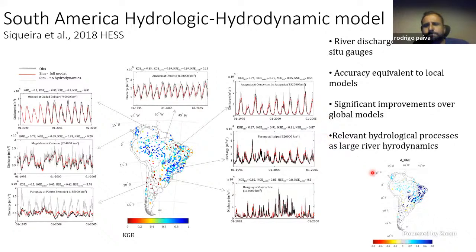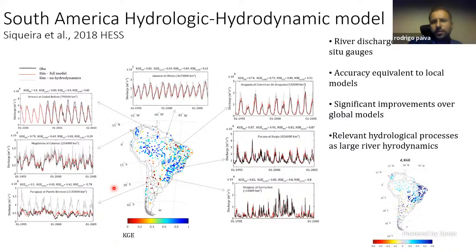We attribute these improvements, as you can see here, this in blue is where we got more improvements compared to global hydrological models. And we attribute these improvements to the fact that this model accounts for hydrological processes that are very relevant for this continent, as for example, the hydrodynamics of large rivers and large wetlands. For instance, you can see in these graphics the results if we do not account for this process, in the gray line. In this case, the result is much poorer, and this is what typically global hydrological models do. This is how they usually perform.